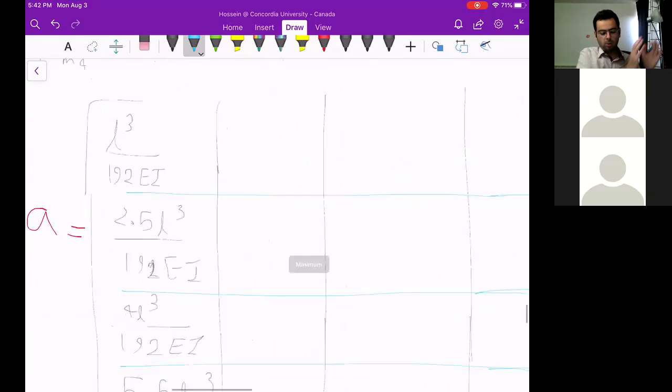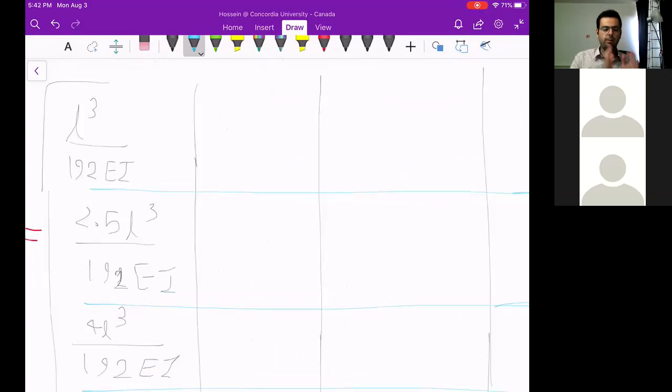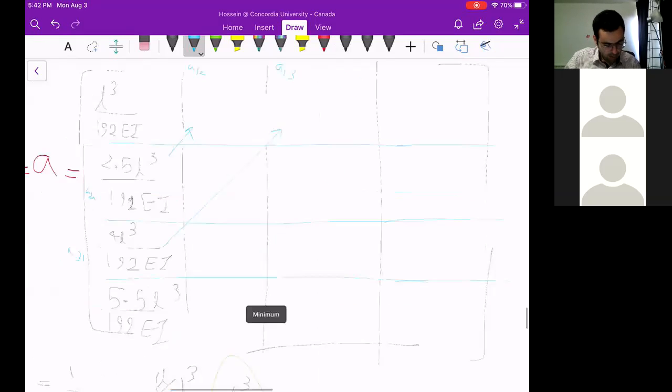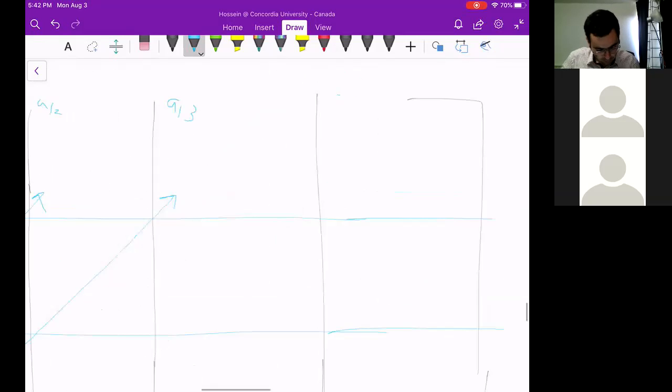According to the reciprocity theorem, Aij is equal to Aji, therefore A12 is equal to A21. So this will go here. Also A13 is equal to A31. This will go here. And also A14 is equal to A41. You can simply fill out the matrix.